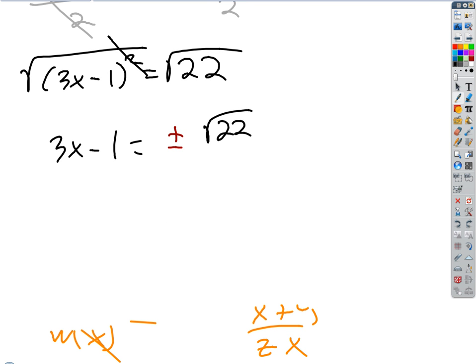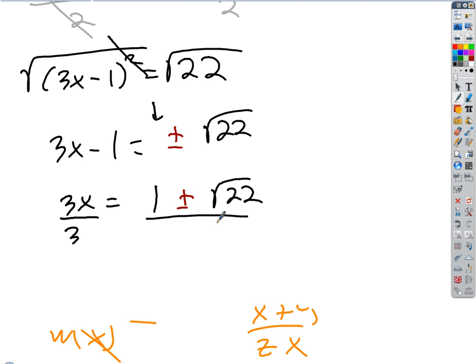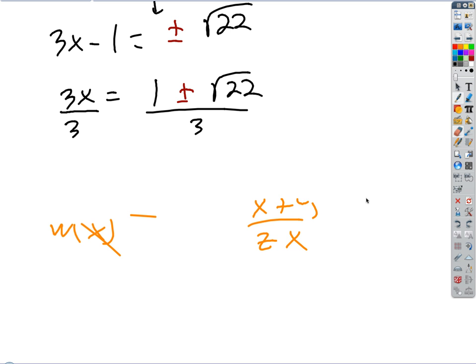Now, last 2 steps. Add 1 first. So we're going to go 3x equals, and remember what we do. If I have a plus or minus, I always put the number in front of the plus or minus. So I get 1 plus or minus the square root of 22. In the last step, I divide by 3, the whole thing. And if I divide the whole thing by 3, look what we get. I get 2 answers, right?